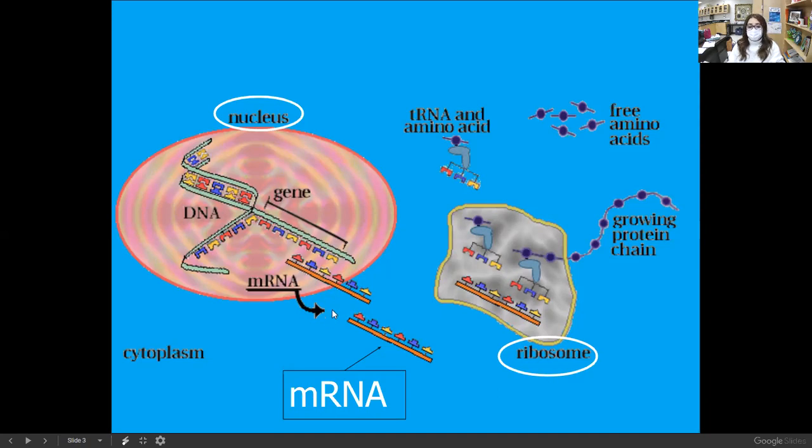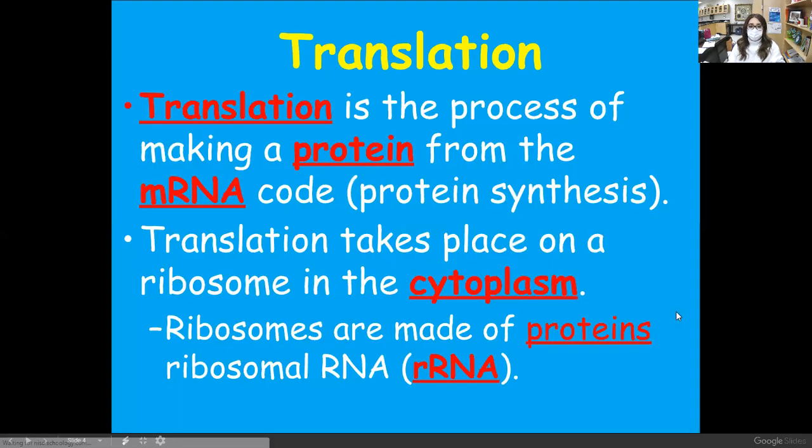We take this mRNA and it floats through the cytoplasm. So there's the cytoplasm, right? All this blue is the cytoplasm. mRNA floats until it reaches a ribosome. Once it reaches the ribosome, it attaches and we start to code for proteins. We're going to get into translation. So that's what we're lecturing on today.